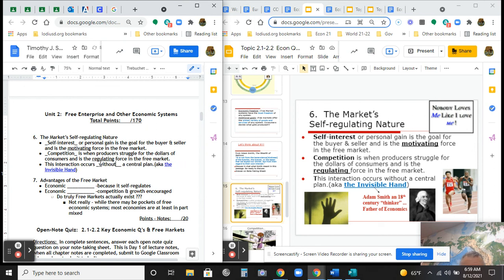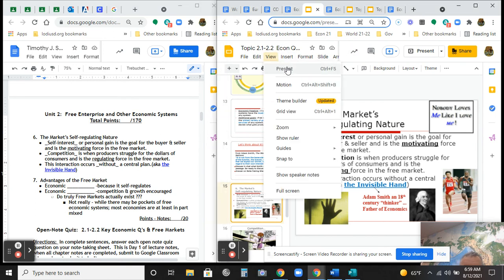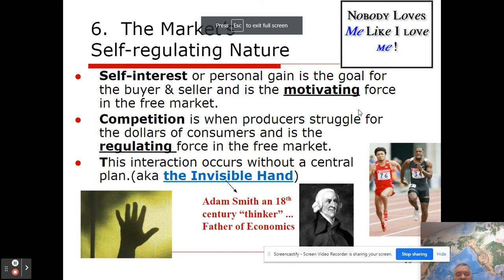Instead, by consumer choices, firms will decide what goods and services to provide to the economy. Let's go ahead and take a look at this visual in just a little more detail. I'm going full screen. Okay, so this is an illustration of competition as you have these runners down the line.